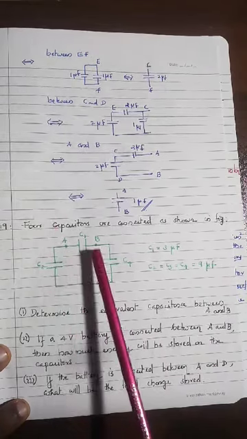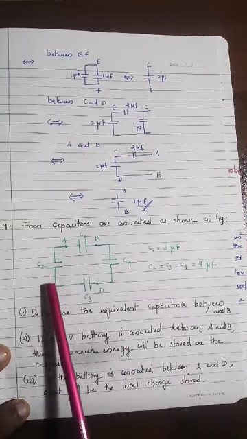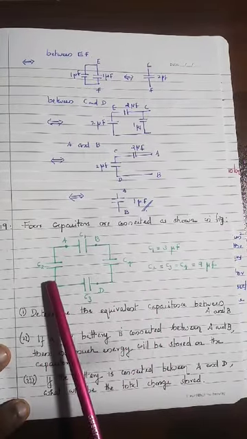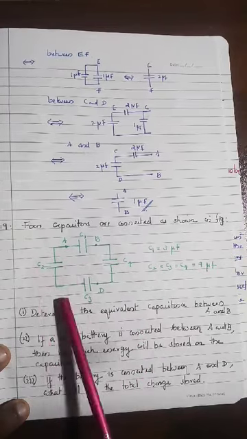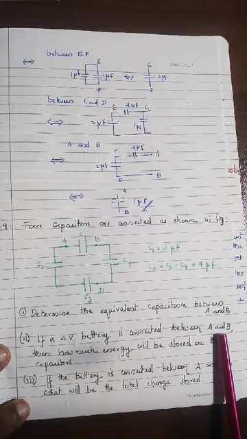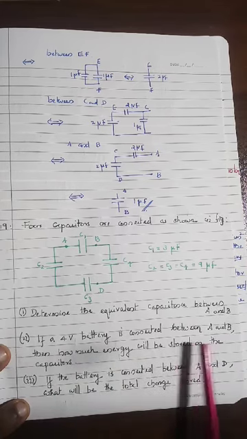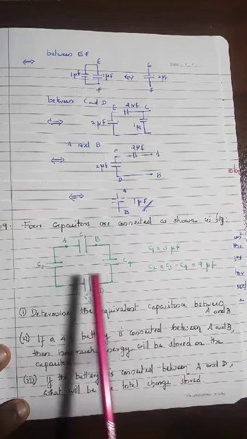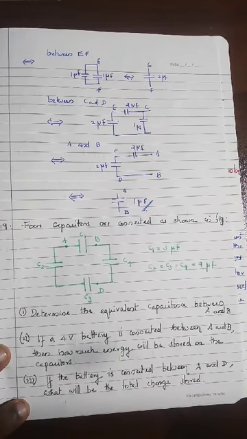So this is one lead and this is one lead. So here C2, C3, C4 are in series and then that combination is parallel with the C1. If a 4 volt battery is connected between A and B, then how much energy will be stored? If the battery is connected between A and D, what will be the total charge stored? See the question.